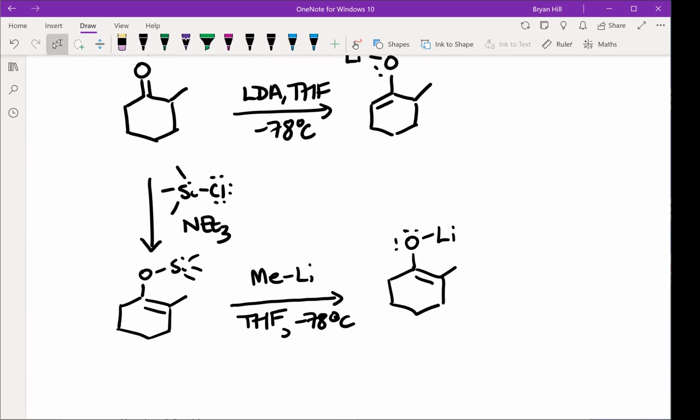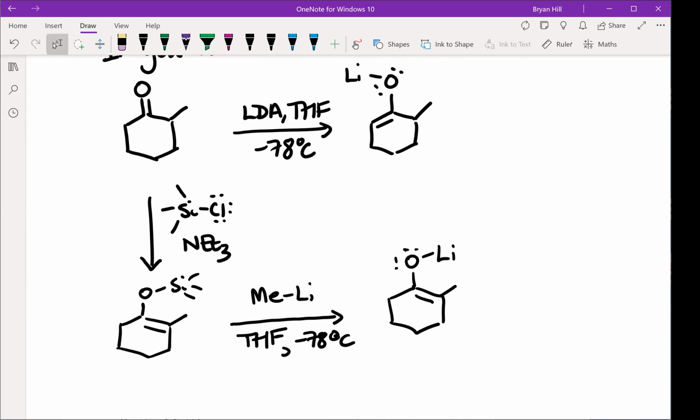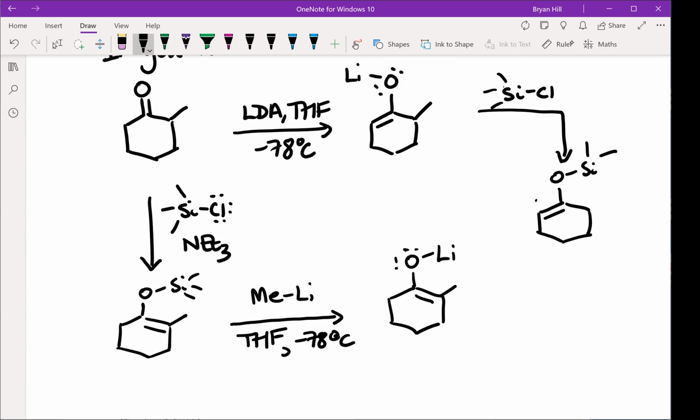And the fun part is that if you wanted to make the kinetic silyl enol ether, you would just react this with TMS chloride, and you would have this. So using a combination of LDA, or TMS chloride and triethylamine with methyl lithium, or just doing LDA and then the TMS chloride as a quench, you can make all four of these types of stable enolate equivalent.